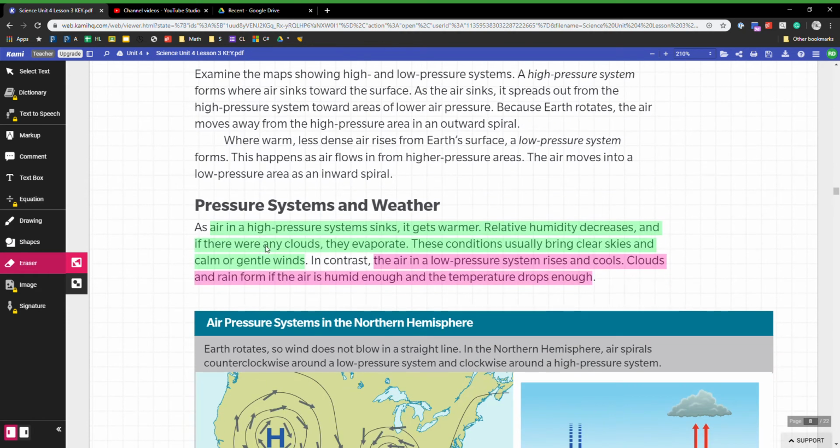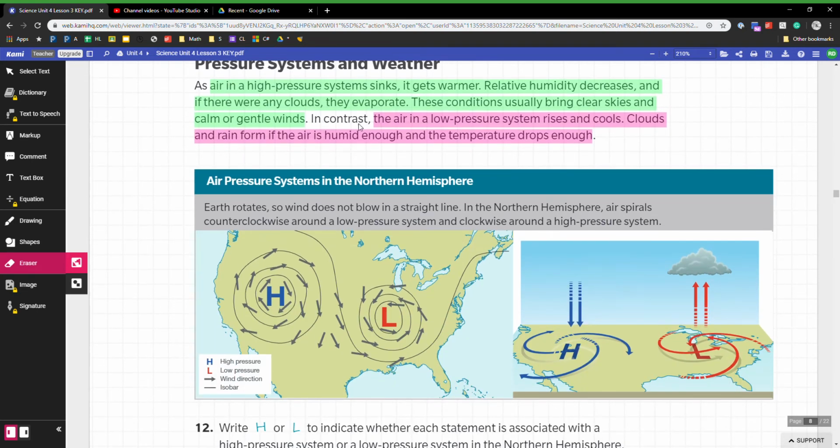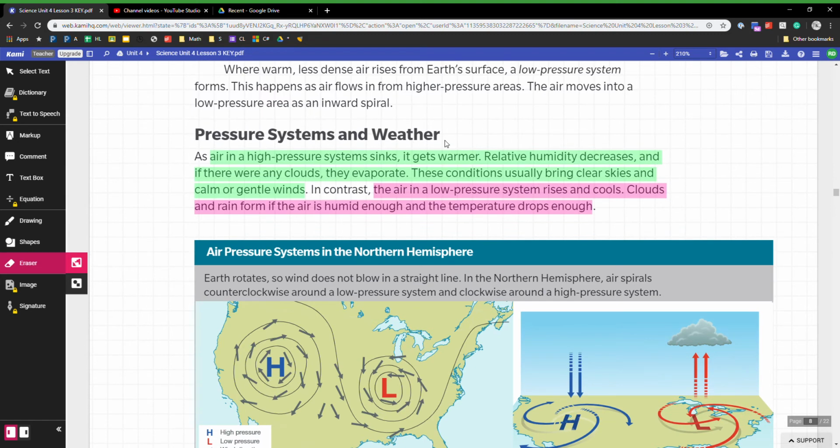Here is a little summary of the pressure systems. You can see right here, it says, this is a great paragraph. I highlighted it in two colors because this first one says, high pressure systems: the air sinks, it gets warmer, the relative humidity decreases, and if there are clouds, the clouds evaporate, and they usually have clear skies and calm or gentle winds. That's a great summary for a high pressure system.